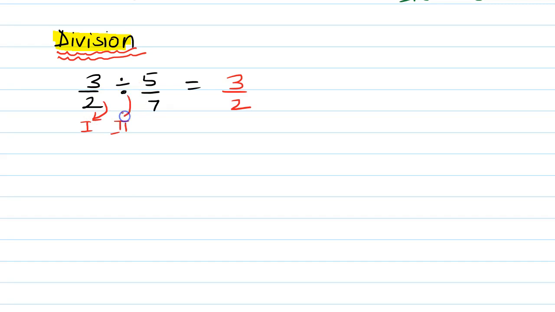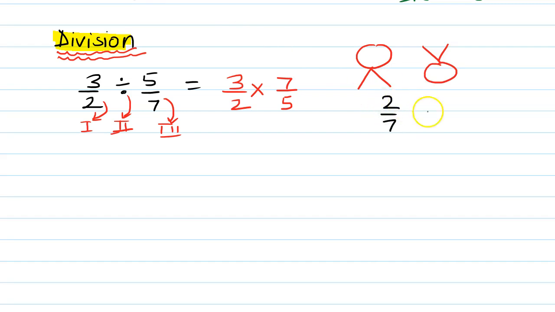Now the second step is, you change the division sign with a multiplication sign, and your third step is you write down the reciprocal. So 5 over 7 becomes 7 over 5. Okay, so you don't know what the reciprocal is. Reciprocal is very easy. If a person is standing like this, you make him stand like this. Okay, so let's take an example. If it is 2 over 7, its reciprocal will be 7 over 2.